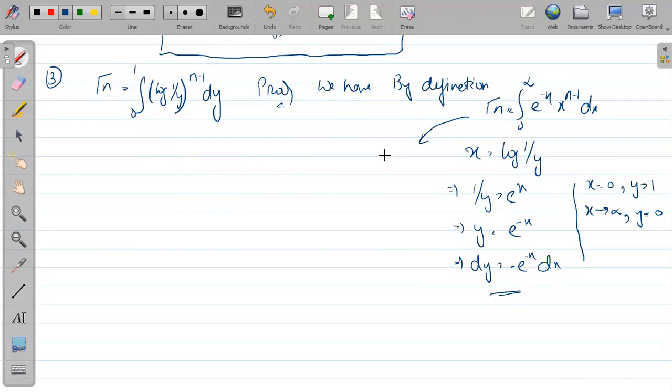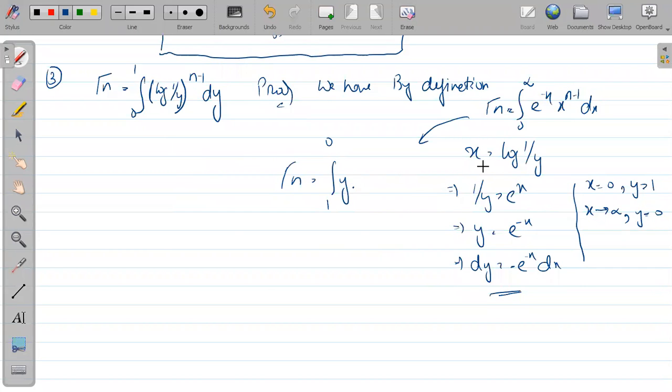Therefore, from here, gamma n is equal to, what limits do we have to put? 1 to 0. Okay. This e to the power minus x will be changed to what? y.